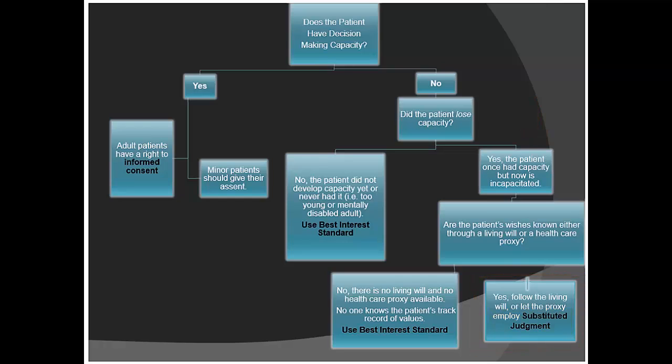So we have here two standards for surrogate decision making, the best interest standard and substituted judgment. And you see that you really end up in this flowchart regarding substituted judgment just in those cases where you have people available to speak for the patient. In all other cases, we do unfortunately have to use the best interest standard. And so hopefully this will help you organize your thinking about what standards of surrogate decision making we use and at what time. Thank you.